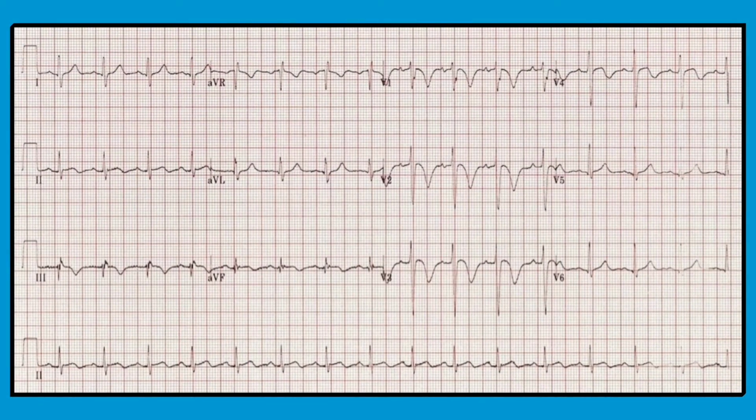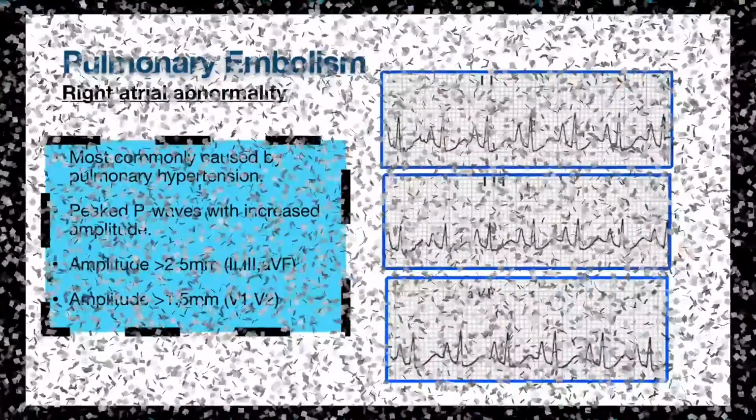So let's look at V1 through V3, even into V4. What do you guys notice? Then try to train your eyes to go straight to lead 3. All right, so we have a tachycardic patient presenting with these T-wave inversions.